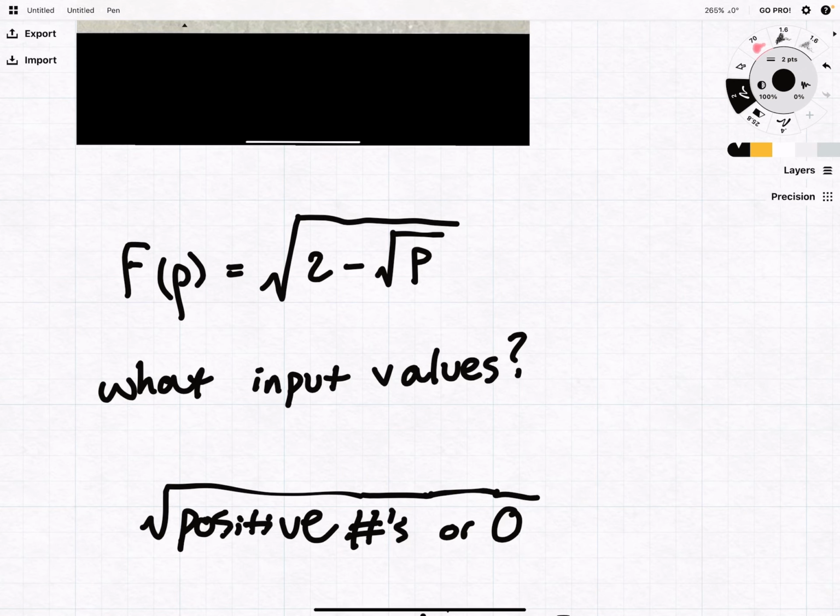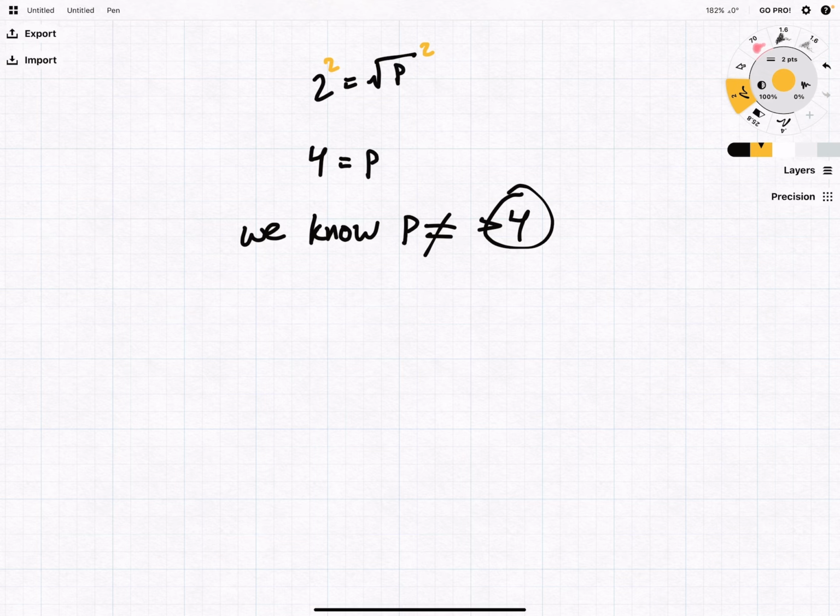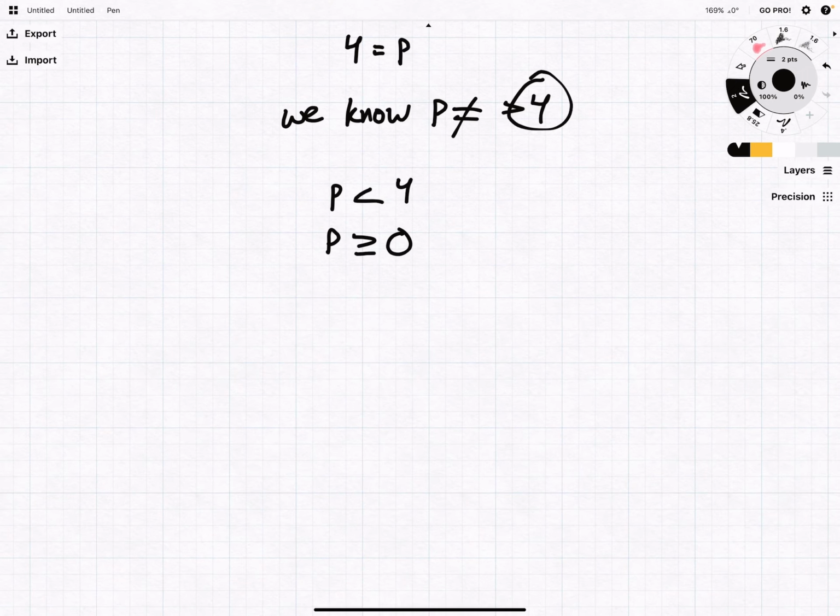But also p has a minimum value, because we see here, back at the top of the page, that p itself is under a square root. So p can't be a negative number either. So it can go as low as 0, but no further. And with that, we know that p has to be at most 4. So we'll say p less than or equal to 4 and p greater than or equal to 0. And now we have enough to say what our domain is for the function.